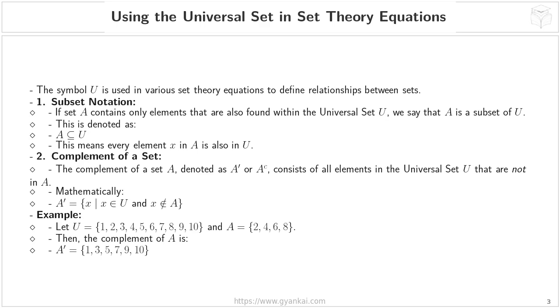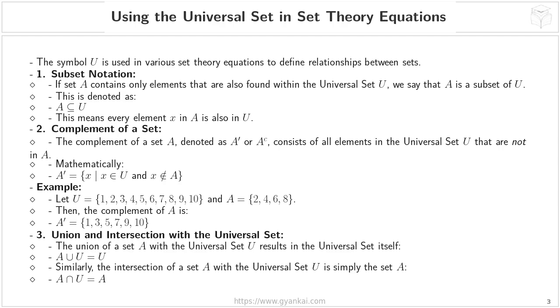Let's make that concrete with an example. Suppose our universal set U is the numbers 1 through 10, so 1, 2, 3, all the way up to 10. And let's say our set A contains the even numbers within that universal set, 2, 4, 6, and 8. The complement of A, A prime, would then be all the numbers in U that aren't in A. So that would be 1, 3, 5, 7, 9, and 10. See how it includes everything in U that wasn't already in A.